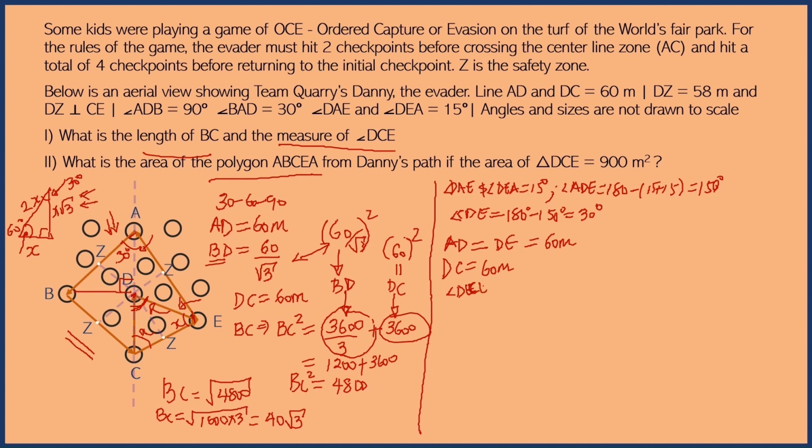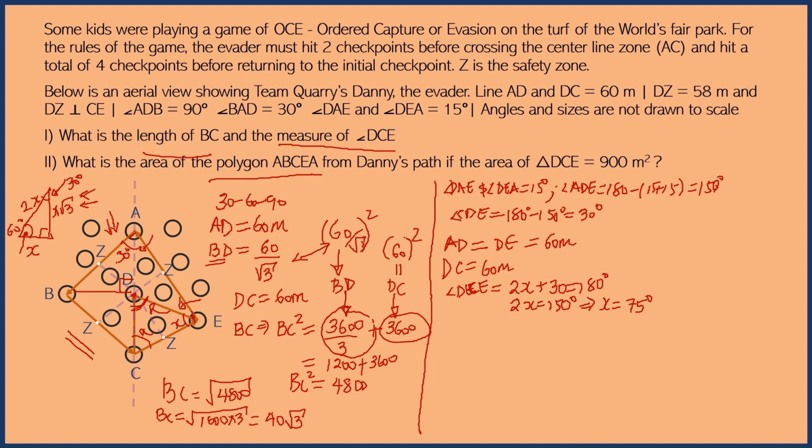So now to find angle DCE, is going to be equal to 2x plus what? 30 is equal to 180 degrees. And then therefore 2x is equal to 150 degrees, and then x is going to be equal to 75. Okay, so now we have found length BC and we have found angle DCE.